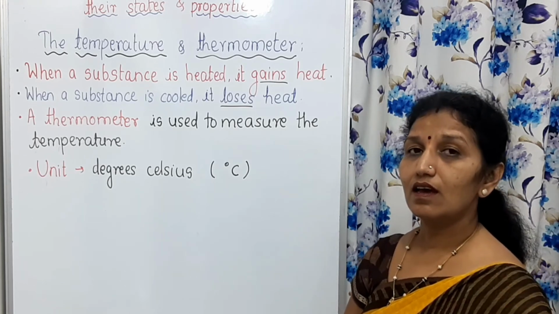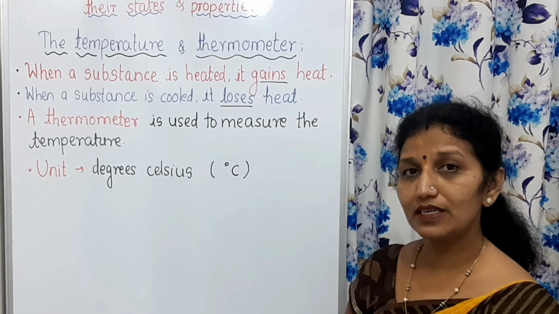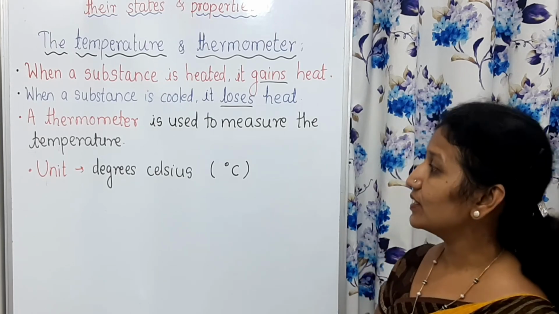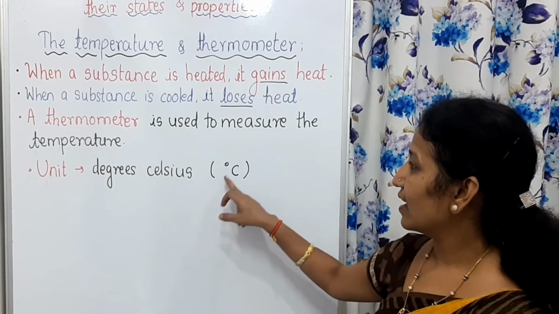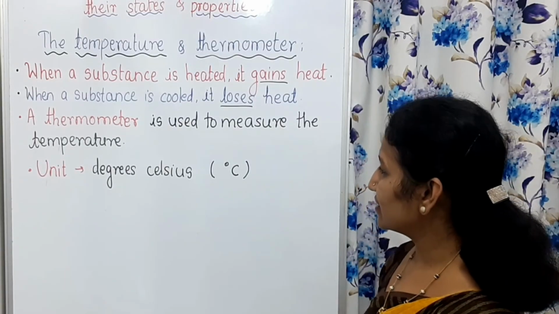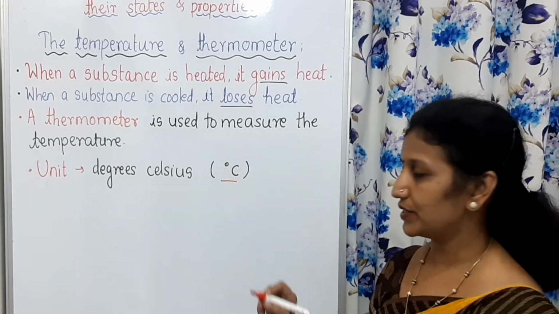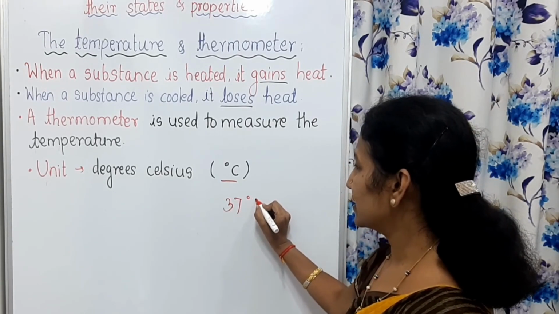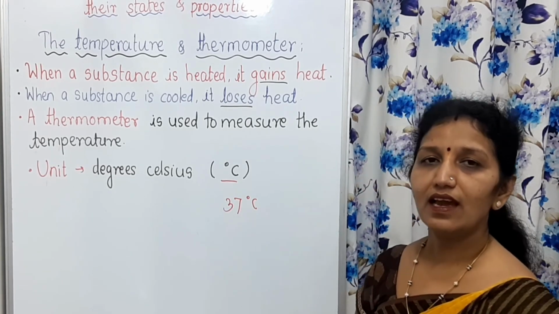But how is it measured? In which unit is it measured? Temperature is measured in the unit degrees Celsius, and this is written like this. Degree Celsius is written like this. Our body temperature is generally 37 degrees Celsius. Remember this thing.